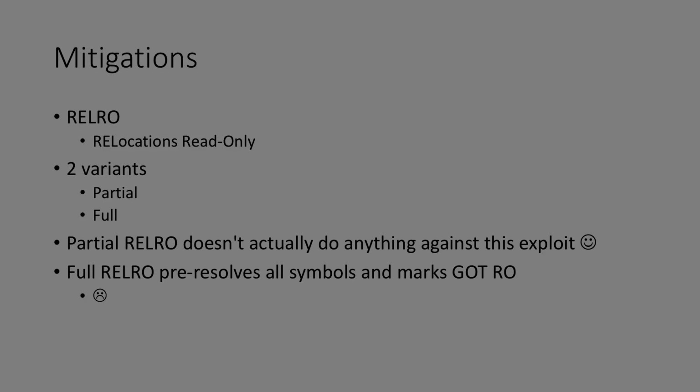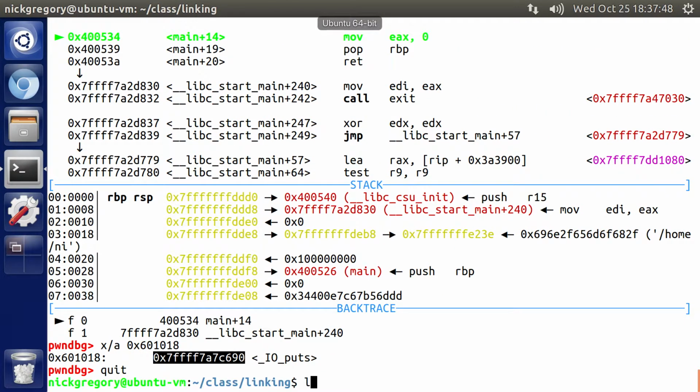So partial is the default because what happens with full is you require all this pre-resolution, which can hurt loading times if you have thousands of imported functions. Because say, let's take Chromium or something.